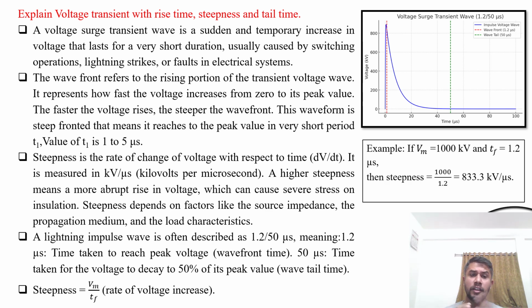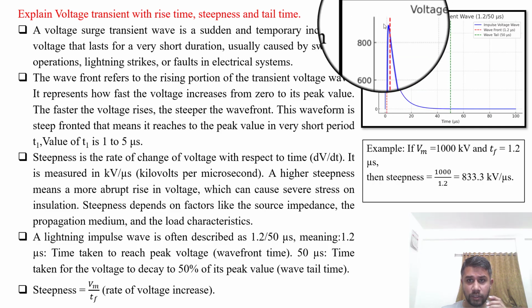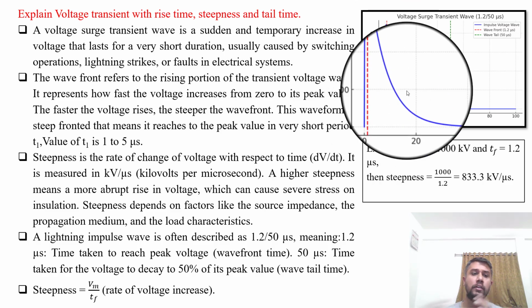The wavefront refers to the rising portion of the transient voltage wave like this. You can see this blue line. It represents how fast the voltage increases from 0 to its peak value. The faster the voltage rises, the steeper the wavefront. This waveform is steep fronted, that means it reaches its peak value in a very short time. This time is known as T1, rise time. The value of this rise time T1 is approximately in the range of 1 to 5 microseconds.